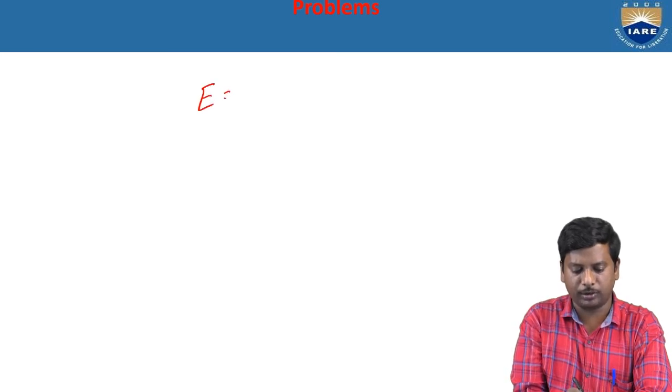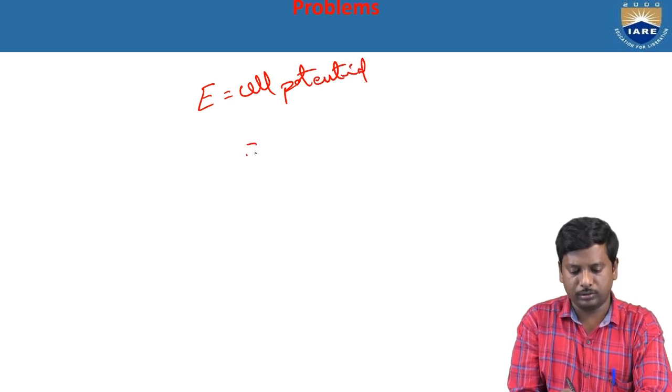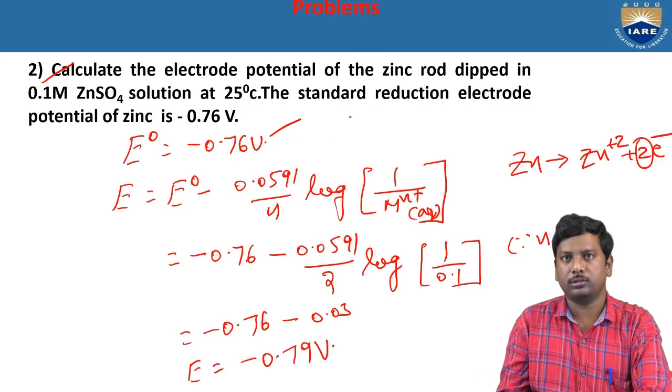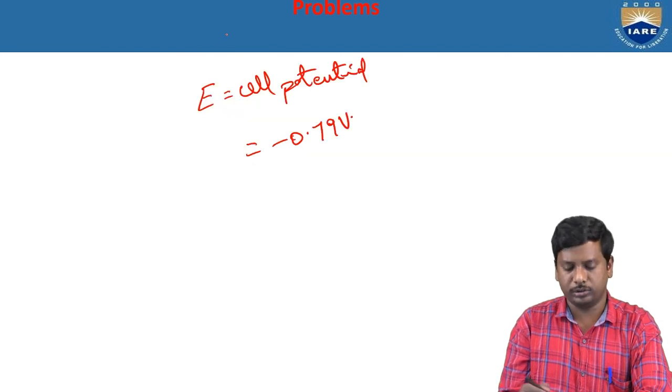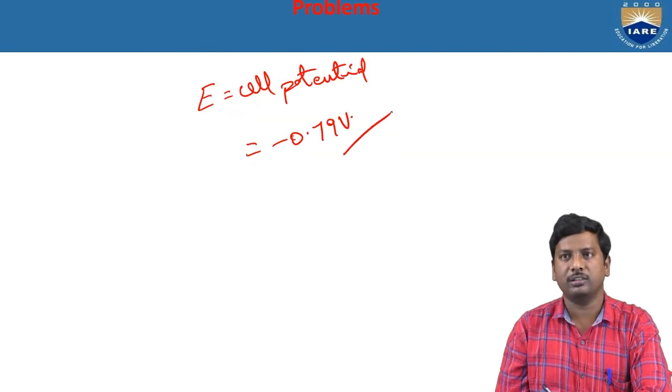So finally we got the value of E, the cell potential, equal to minus 0.79 volts. They ask for the electrode potential, and finally we got the electrode potential equal to minus 0.79 volts. So this is the solution for model problem 2.